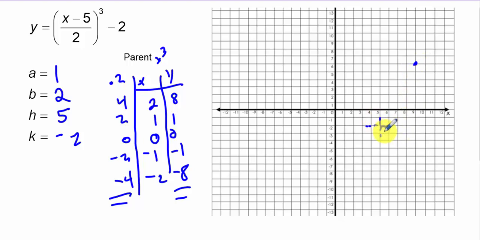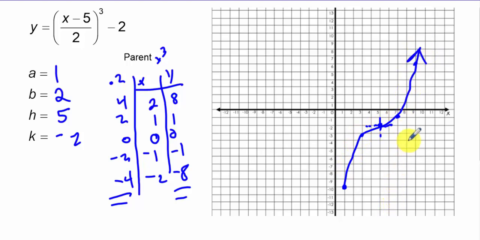Like so. Move over 2 and up 1. Still got a (0, 0). Back 2, down 1, and back 4, down 8. Let's see, 2-ish, right around here. And then I draw my graph from there.